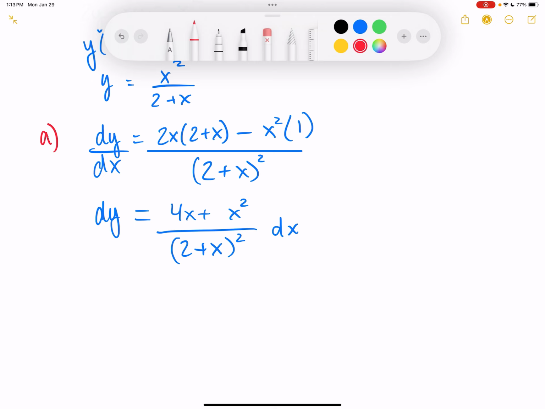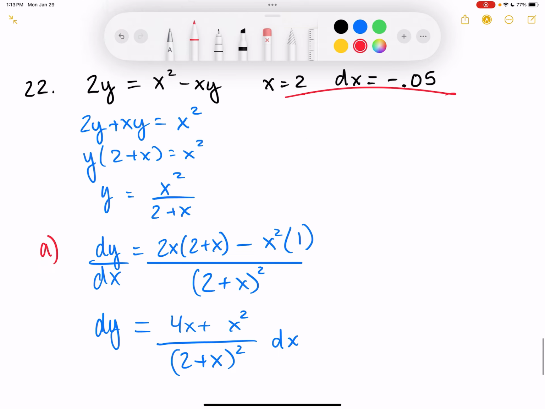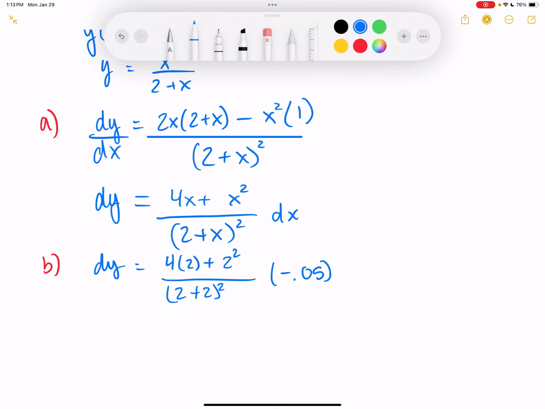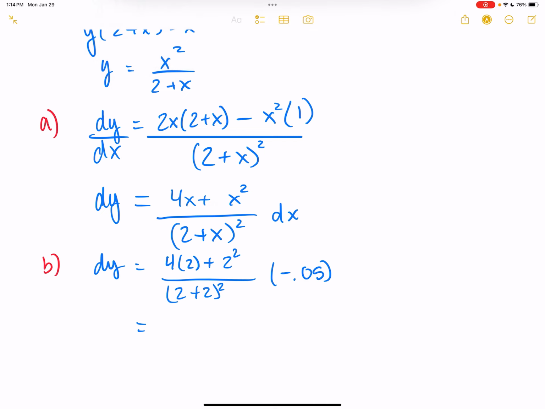But I also think at a point you're going to realize, because they've given us this information, you're going to be like, I need to use that somehow. They're not just giving me random information. So you probably would eventually realize that. All right, so dy equals 4 times 2 plus 2 squared over 2 plus 2 squared times negative 0.05, right? Okay, so easy. So 8 plus 4 on top over 4 squared.